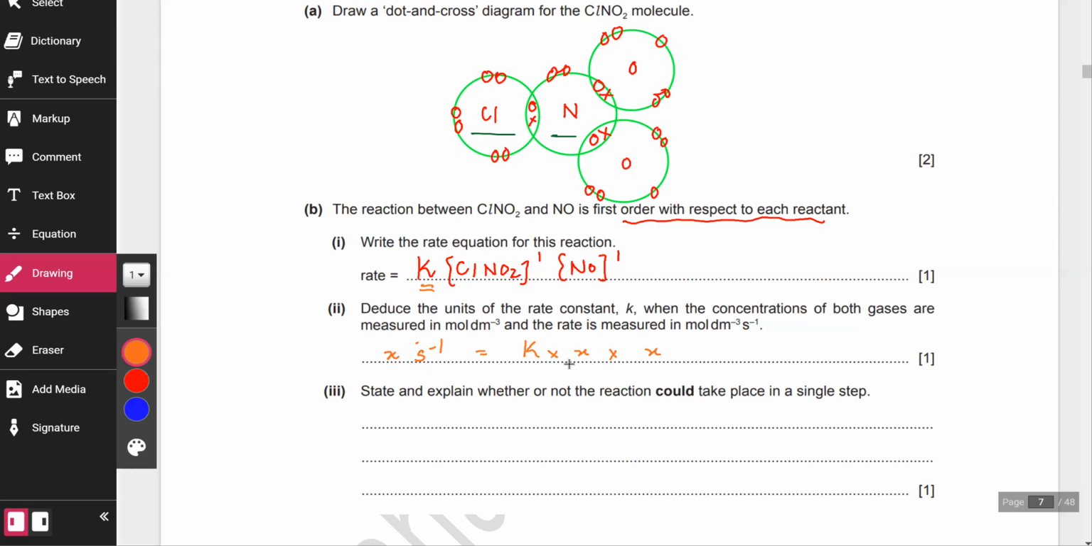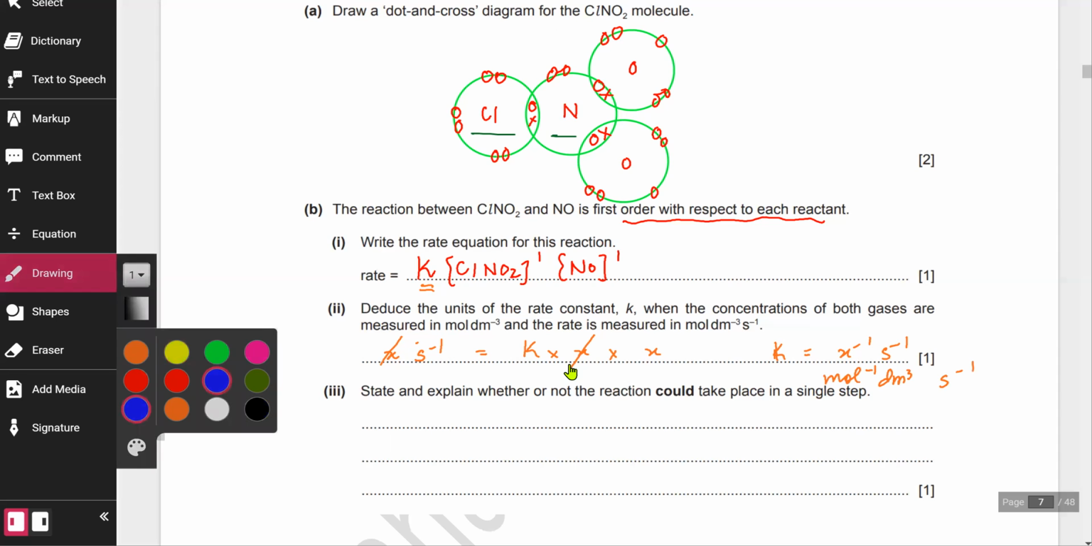Now, if I make k the subject of the equation, k would become x to the minus 1 and s to the minus 1 over x squared. If I simplify this, one x gets cancelled out, and the other x goes to the other side, so it becomes x to the minus 1. Now I'm going to substitute mole per dm cube, so it's going to become mole to the minus 1, dm to the 3, and s to the minus 1. Okay, is this clear, Sarah? Akib, is this clear?